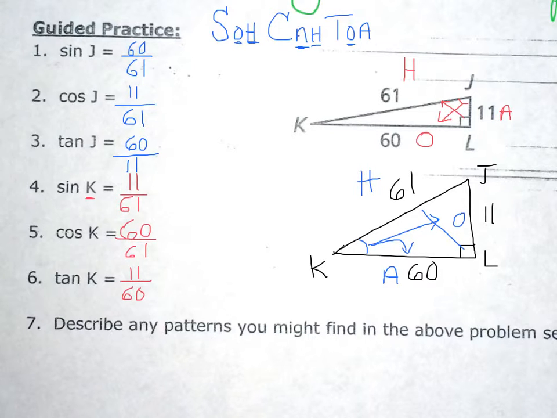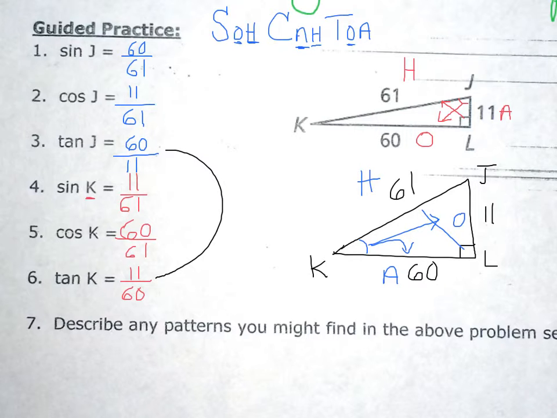Okay, so person number 13, lucky 13, who's that? You? Okay, so Aaron, what do you describe as the pattern from the above? Okay, tangent of J and tangent of K are flipped around? Okay, good. That is right.